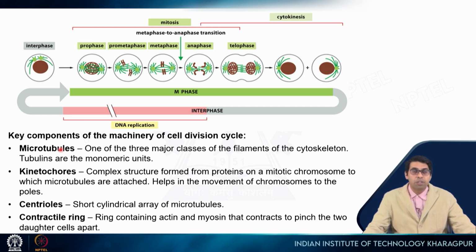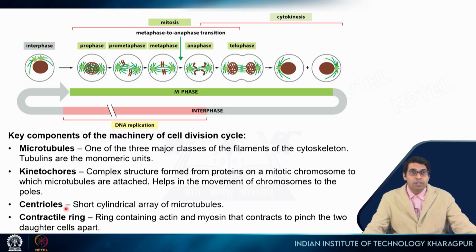The first one is microtubule. We have already seen microtubule, which is a polymer of proteins, right. We have seen that tubulins are the monomers of microtubules. A tubulin dimer forms this hollow tube of microtubules, which is a part of a cytoskeleton. The next one is kinetochores. These are complex structures formed from proteins on a mitotic chromosome to which microtubules are attached. These microtubules get attached to these kinetochores, and they help in the movement of the chromosome to the two poles, like so. You can see that chromosome movement is shown here, right.